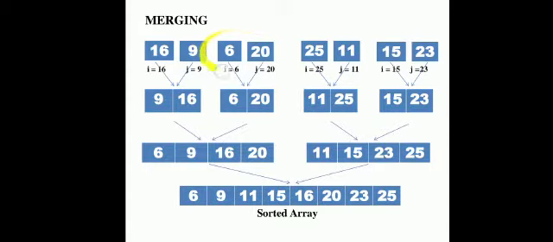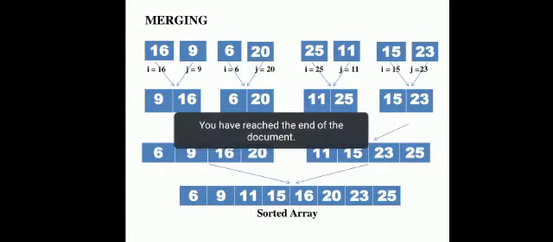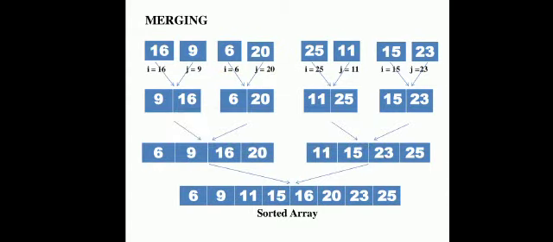Then we take the next 2 values, 6 and 20. The value of i is 6 and the value of j is 20. Then we check whether 6 is less than or greater than 20. We find that 6 is less than 20. Therefore, there is no change in this sublist.